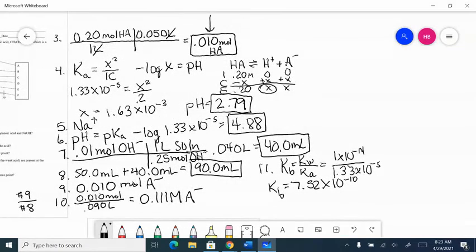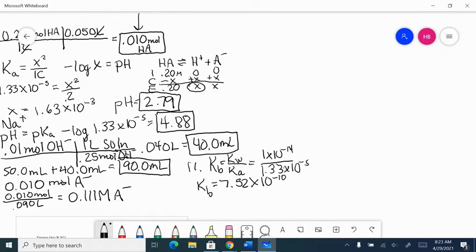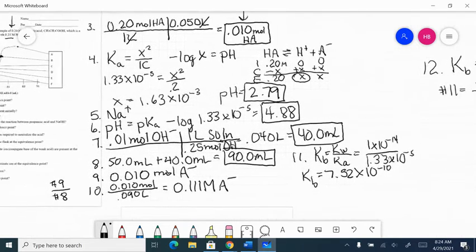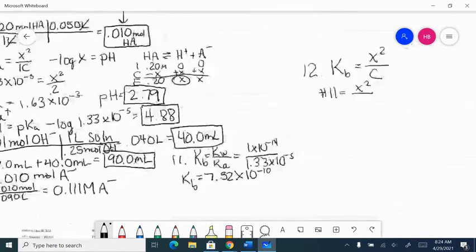Number 12 is probably the toughest one. It's asking you for the pH at the equivalence point. So here we have a situation where KB is equal to X squared over the concentration. So that's going to be number 11 is equal to X squared over number 10.